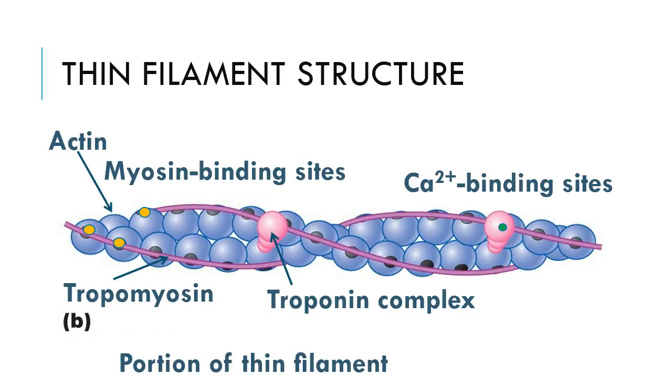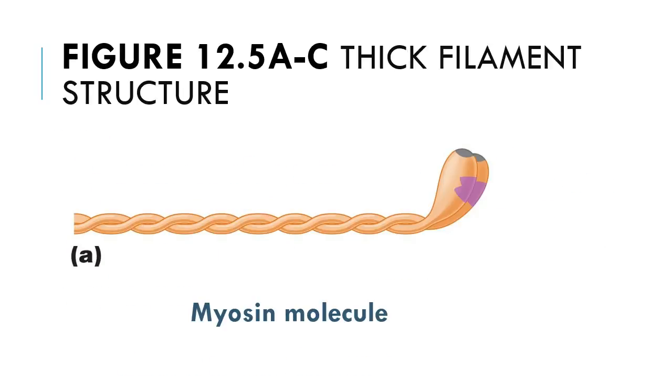Additional questions about the thin filament? This is a portion of the thin filament. It would run along the length of a sarcomere. So we're just kind of chopping it up and looking at it. If we look at the structure of the thick filament, it's made up of a molecule called myosin.